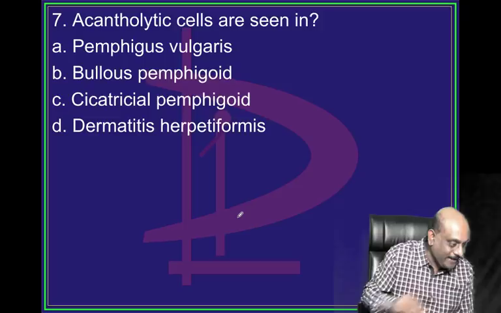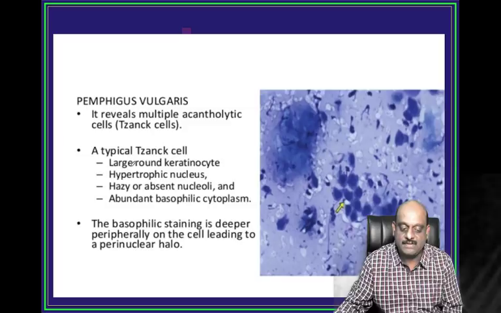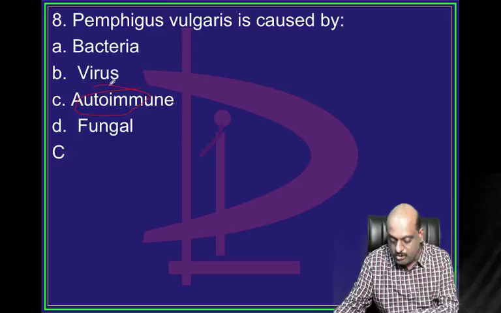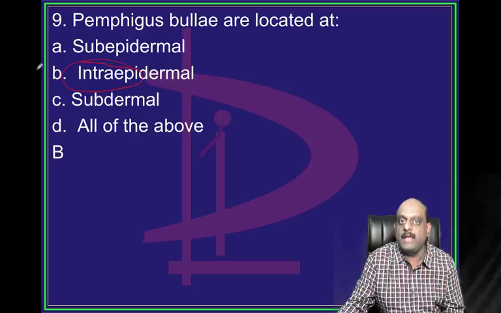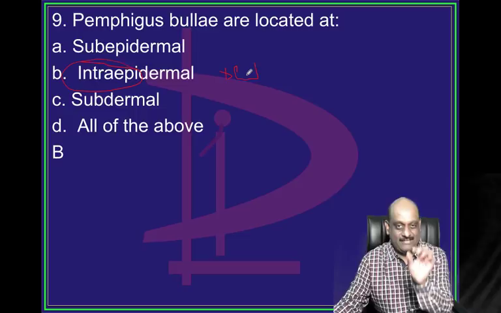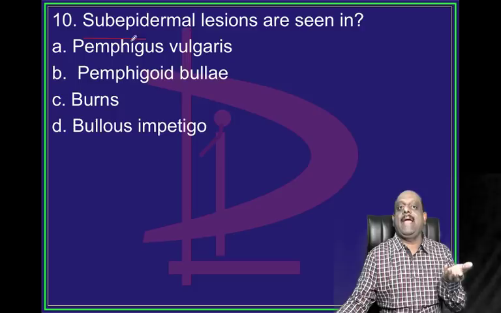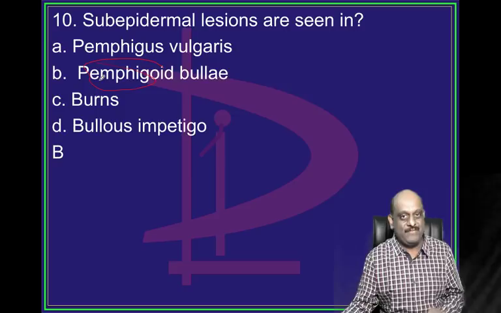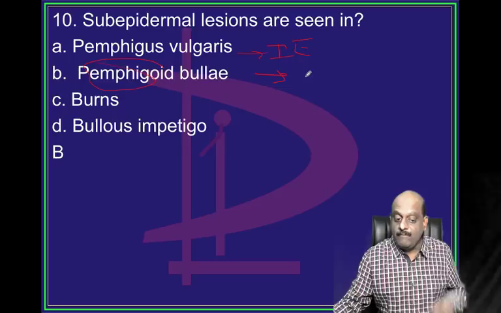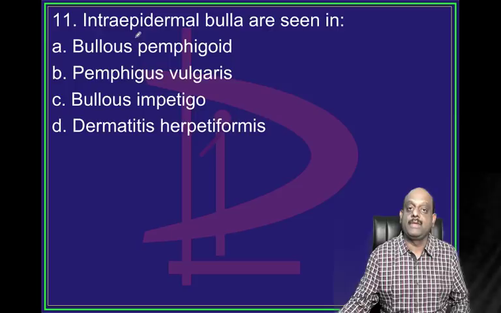Very good. Keep punching the answers, doctor. Acantholytic cells in pemphigus vulgaris. Pemphigus vulgaris is caused by autoimmunity. Pemphigus bullae, where are they located, doctor? Intraepidermal. Because it is the desmoglein. Against which antibodies are there? Subepidermal is seen in the case of the pemphigoid, not pemphigus. Pemphigus vulgaris is intraepidermal and pemphigoid is subepidermal, is what you need to remember. Intraepidermal bulla, where do you see?